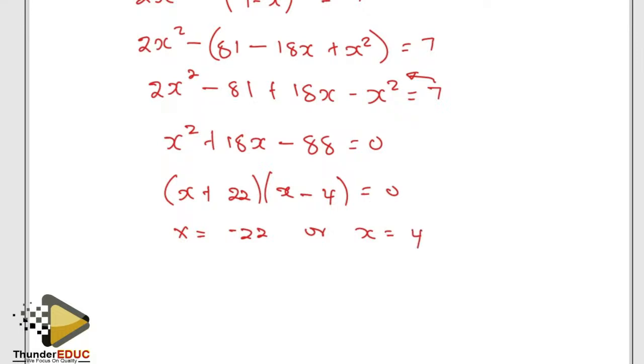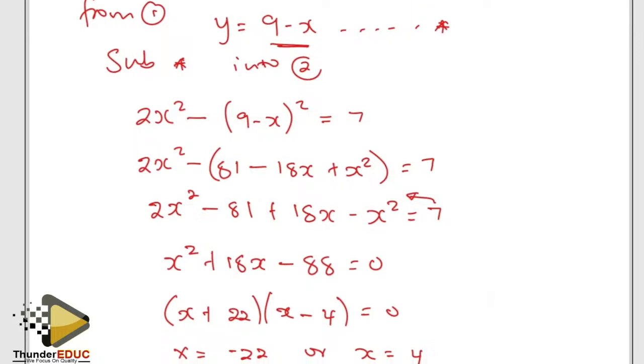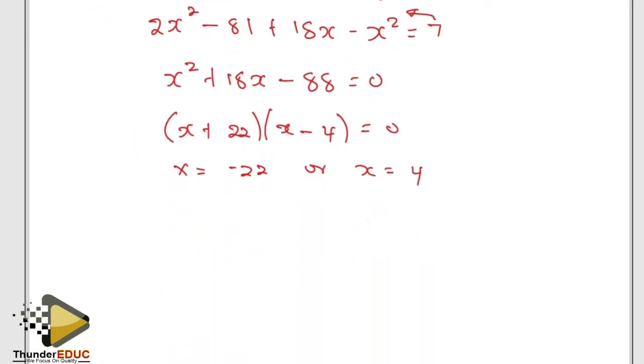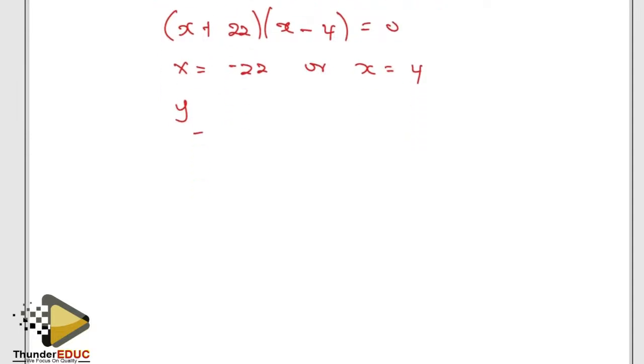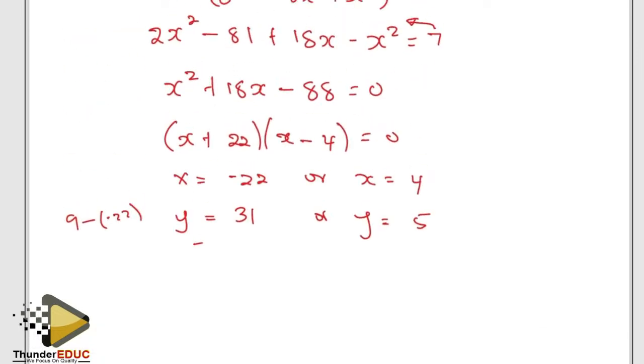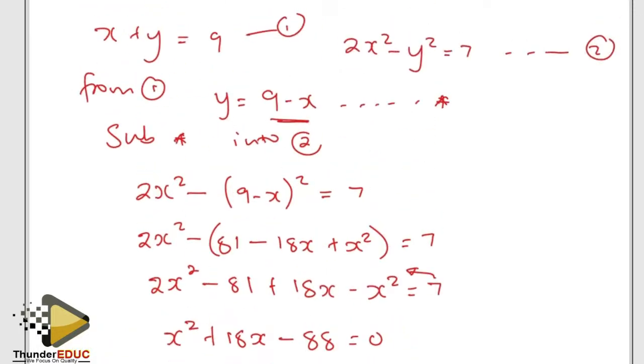Then I'll get these values and I use that equation star. You said 9 minus. So if I use this one for the first part, that's going to be 9 minus 22, which gives me a positive 31. Or y is going to be a 5. So guys, those are the solutions for that simultaneous.